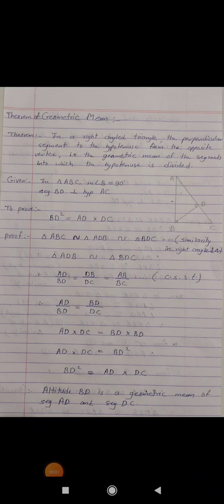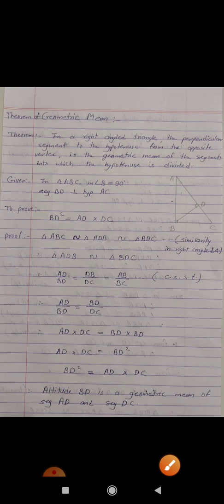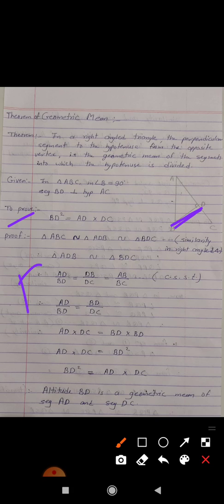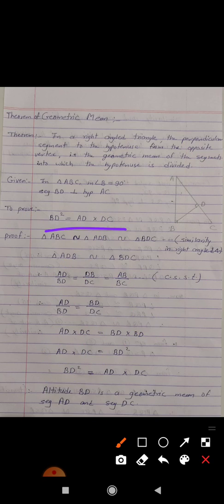So here I write all this concept in the given points. In this triangle ABC, measure of angle B is equal to 90, and this statement is very important. Segment or altitude BD is perpendicular on AC. To prove this statement, always start from this altitude. So write down altitude square, that is BD square, is equal to, now look at the hypotenuse. Hypotenuse is divided into two parts, that are AD and DC. So take its product, means multiplication. So this is our to prove.